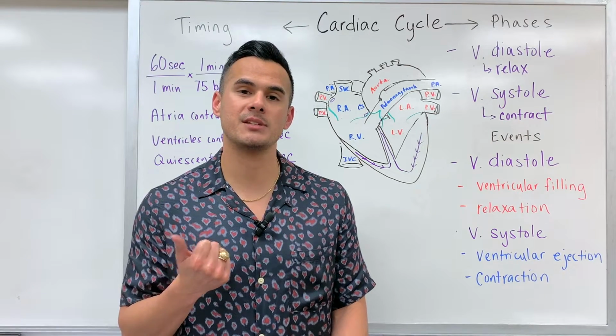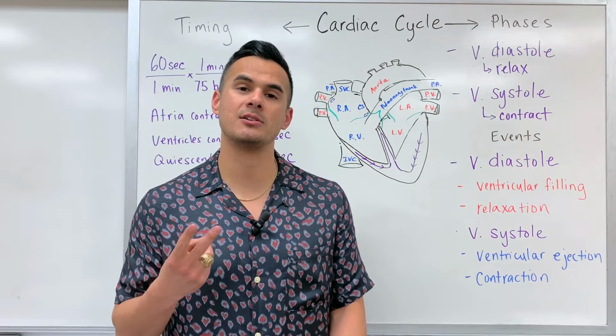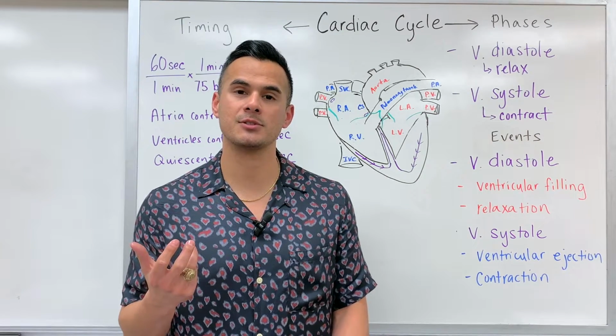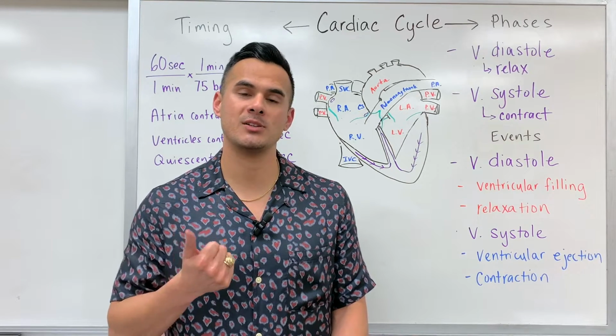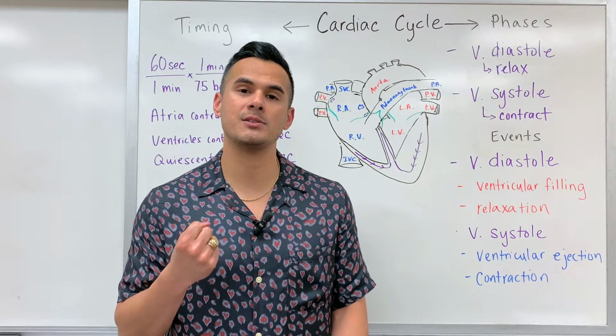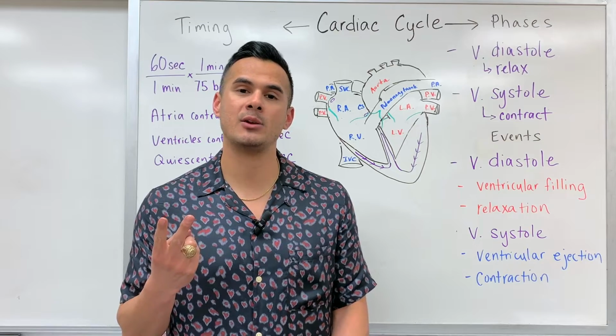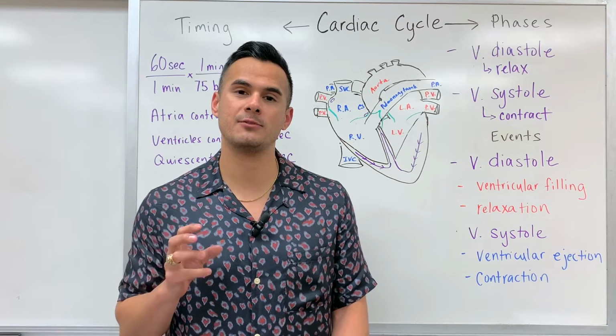So systole is the contraction of the ventricles and diastole is the relaxation of the ventricles. And during one cardiac cycle, the atria as well as the ventricles, both of them are going to contract and relax in order to move blood through each of the different chambers.